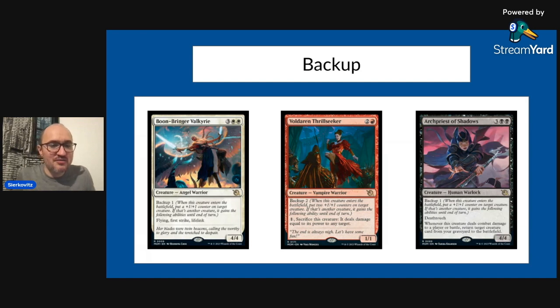Connor 666111 asks, does it give activated abilities? Yes. So look at the second card. That's Voldaren Thrillseeker. That's a 3 mana Vampire Warrior, a 1/1, and it has backup 2. So when this creature enters the battlefield, put 2 +1/+1 counters on target creature. If it's another creature, it gains the following ability until end of turn: 1 mana, sacrifice that creature. It deals damage equal to its power to any target.